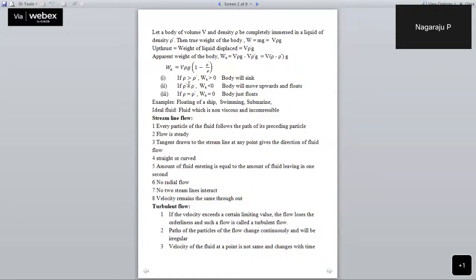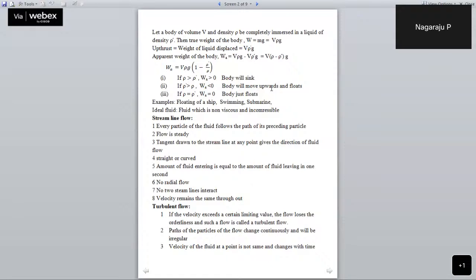And on the other hand, if rho dash is greater than rho, that means the density of the liquid is greater than the density of the material. Or in other words, if rho is less than rho dash and Wa is less than 0, the body will move upwards. That means if the density of the liquid is greater than the density of the solid material which you are immersing, then it will go up because of the upward thrust and float.